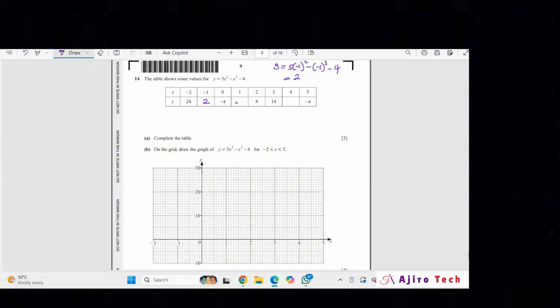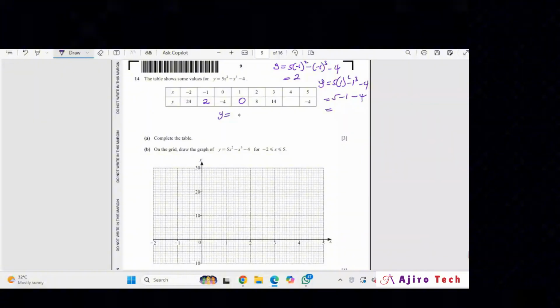Go to the next one, 1. y is equal to 5 open bracket 1 squared minus 1 raised to the power 3 minus 4. So this one is going to be 5 minus 1 minus 4. 5 minus 1 is 4. 4 minus 4 is 0. Here is 0.